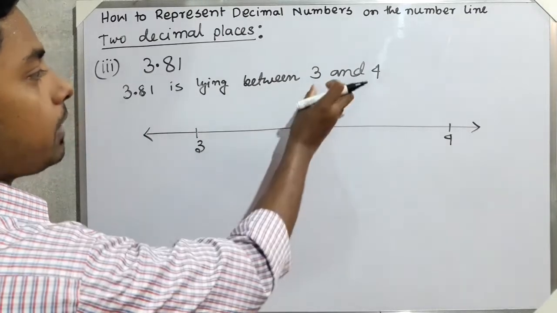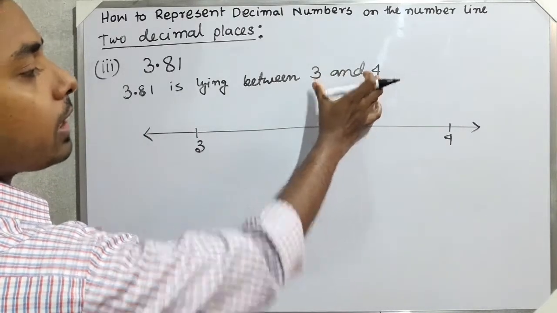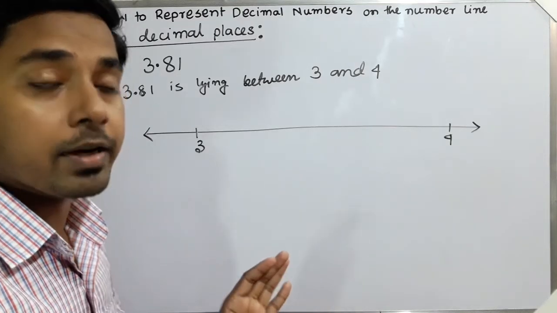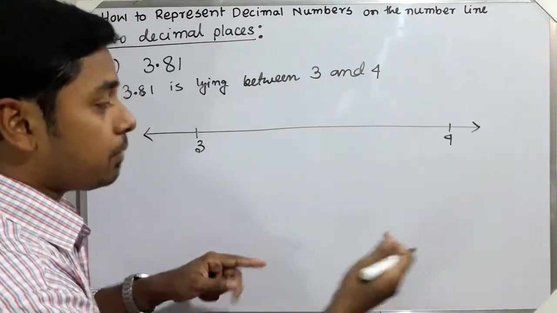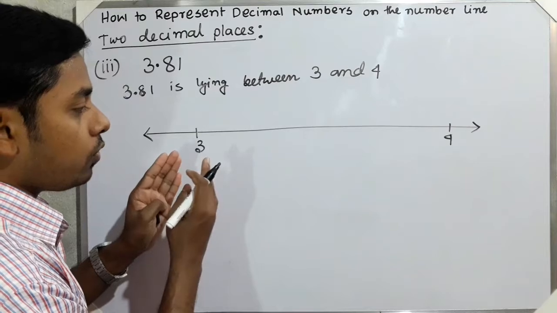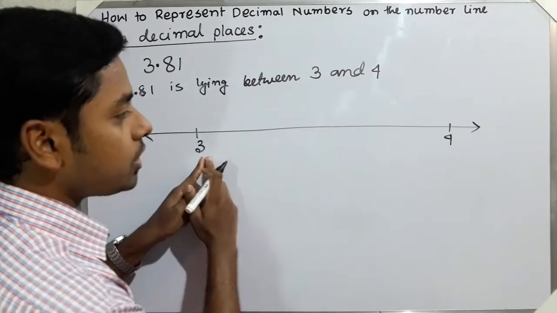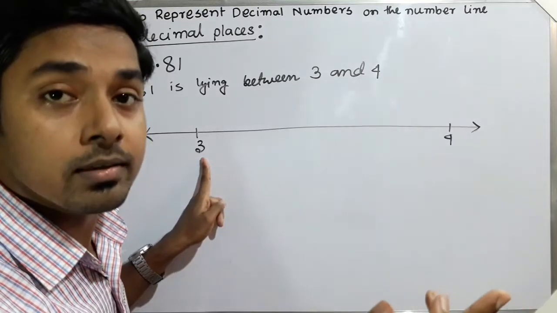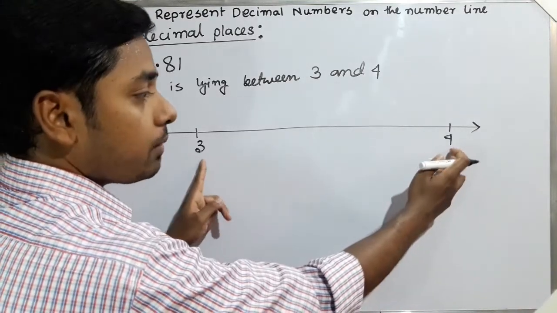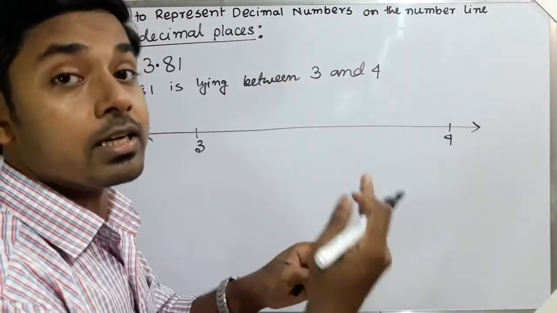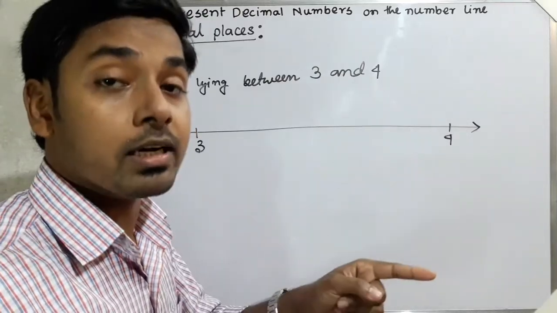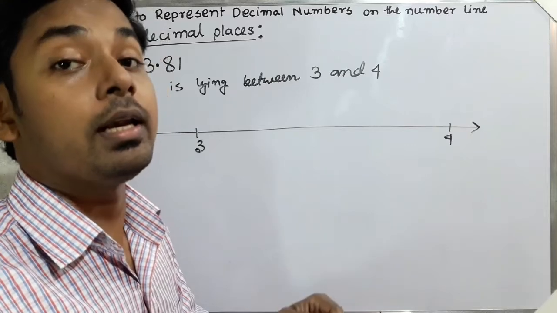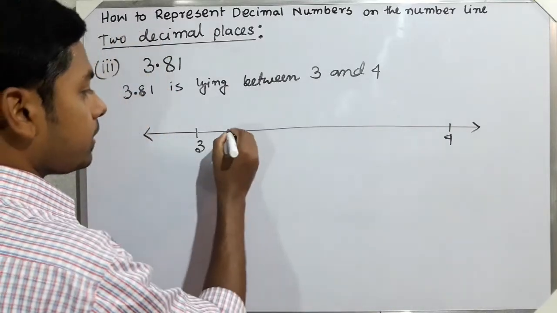Clear? जहां पे 3 और 4 के बीच में लाई कर रहा है तो हमको बस 3 और 4 के बीच में डिस्टेंस को लेके काम करना पड़ेगा. So now what is the next step? We have to divide the distance 3 to 4 into 10 equal parts. 3 से लेके 4 का बीच में जो डिस्टेंस है, अब उसको कितना पार्ट्स करना पड़ेगा? 10 इक्वल पार्ट्स करना पड़ेगा. Now to make 10 equal parts, how many times we have to cut? 9 times. So do it.